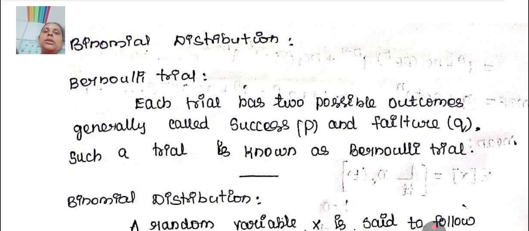In the binomial distribution we use the Bernoulli trial. A Bernoulli trial has two possible outcomes, called success and failure. Success is denoted by small p and failure is denoted by small q. Such a trial is known as a Bernoulli trial.